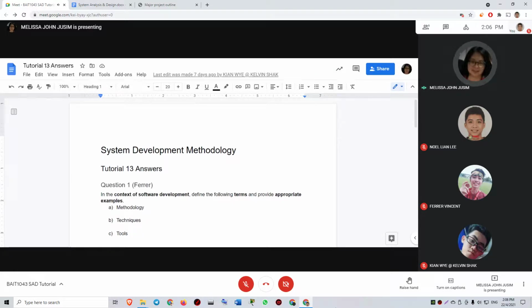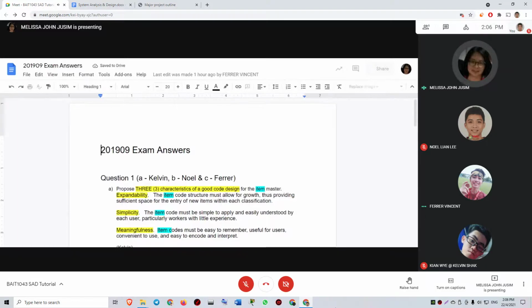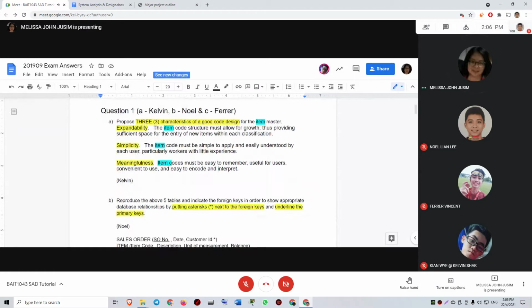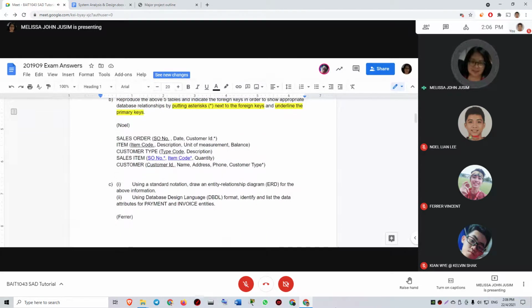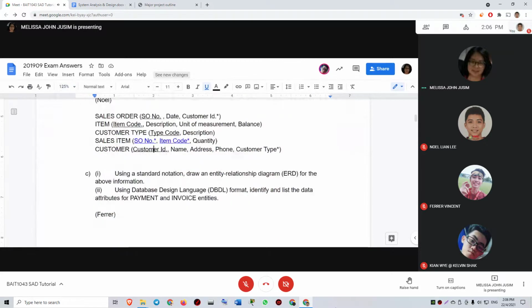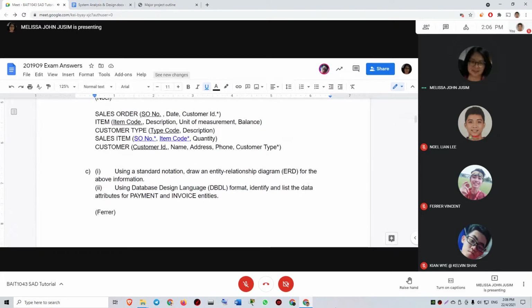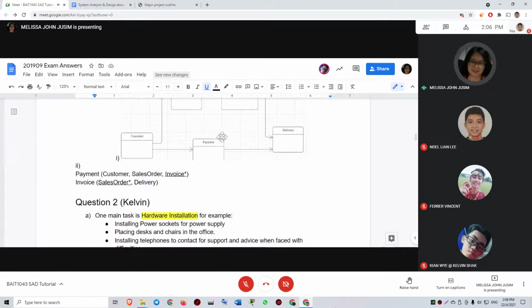Oh, the past year question. On Monday, you have answered this one. So I've checked the answers. Okay, so this one should be PK and foreign key at the same time. So underline, asterisk. Oh, Ferris has answered. Okay, later I will check. Why empty? Draw an entity relation. Oh, the boxes only. Okay. Later I will check this.